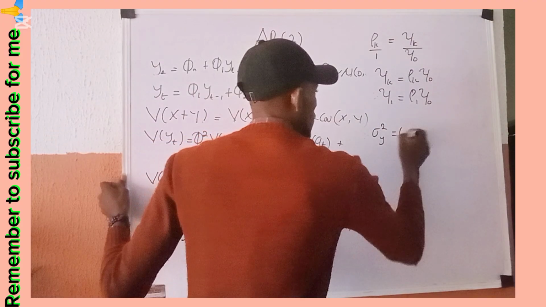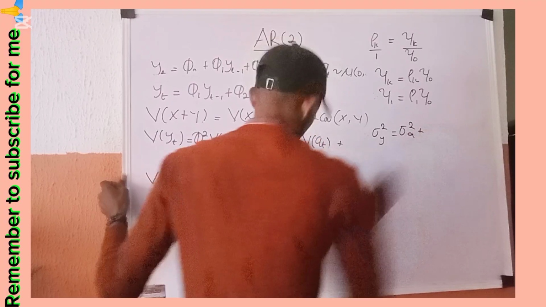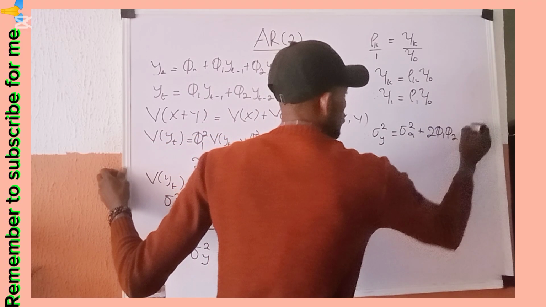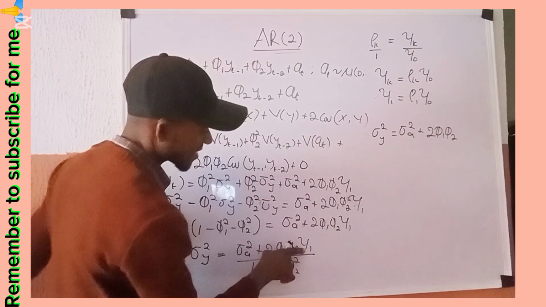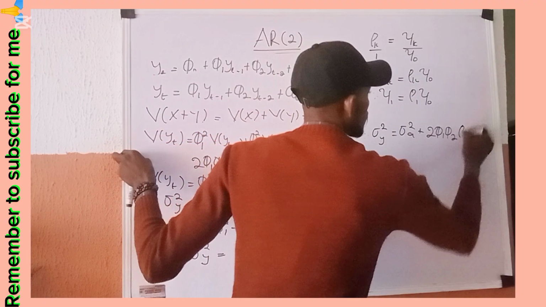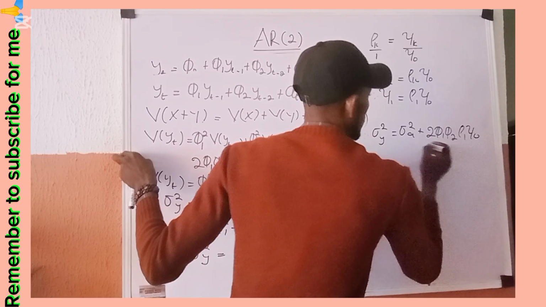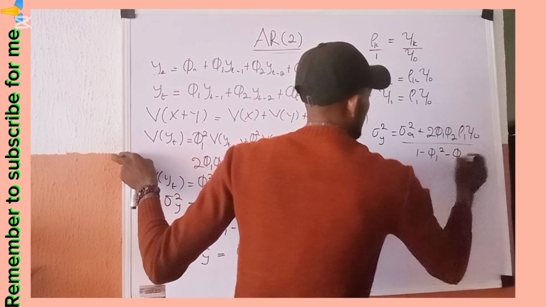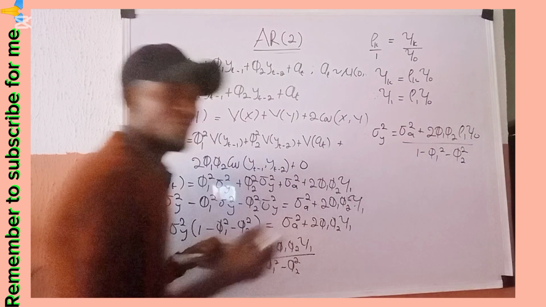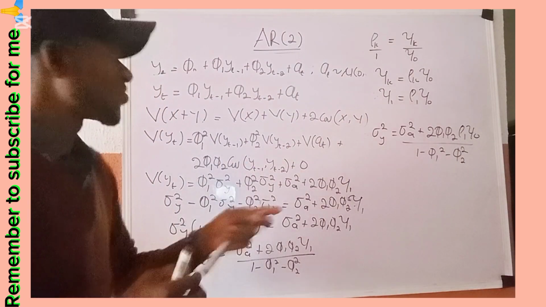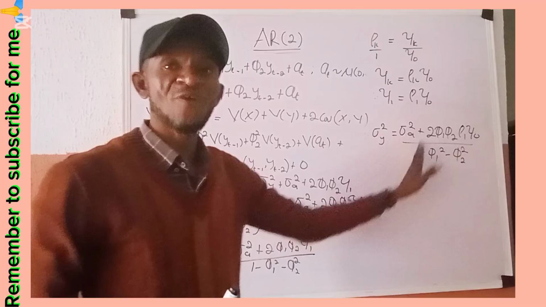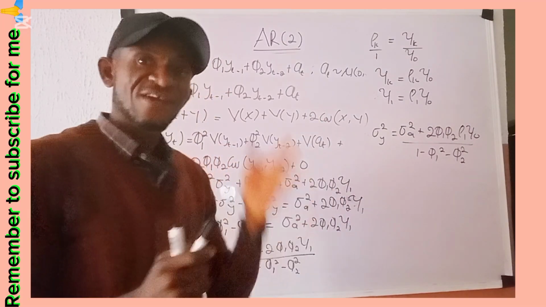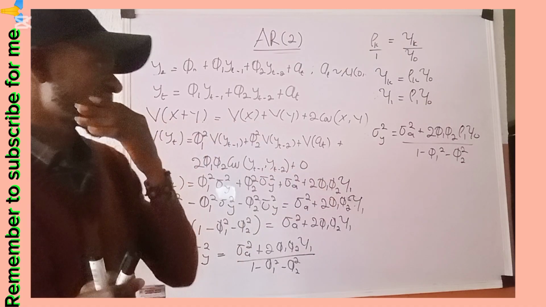sigma squared of a plus 2 phi 1 phi 2. Instead of writing this gamma 1, I'll write rho 1 gamma 0, all over 1 minus phi 1 all squared minus phi 2 all squared. One can equally ask you to show that the variance of an AR of order 2 model can be given as this. Okay?